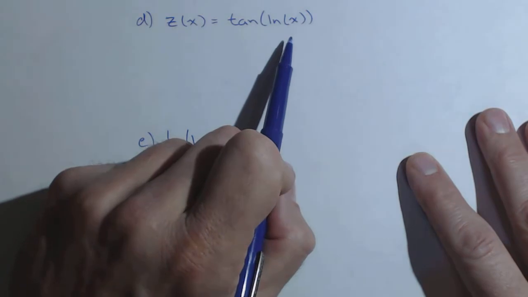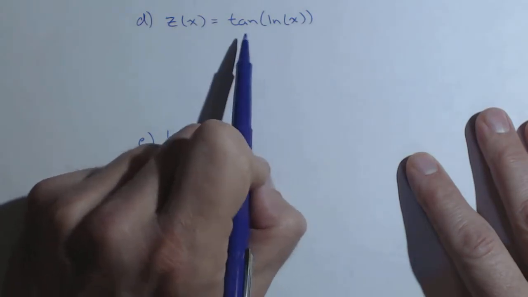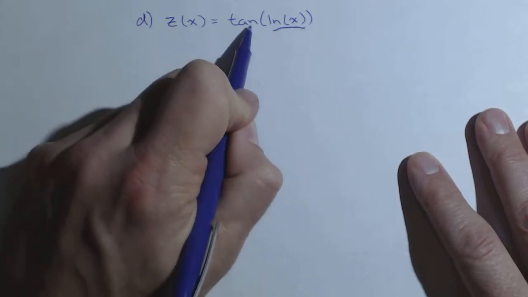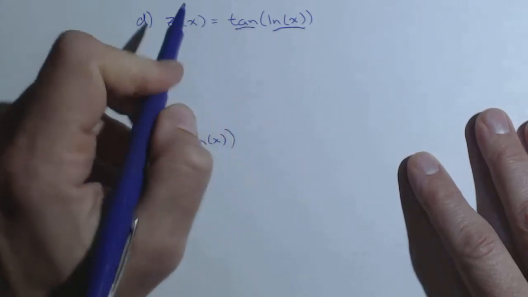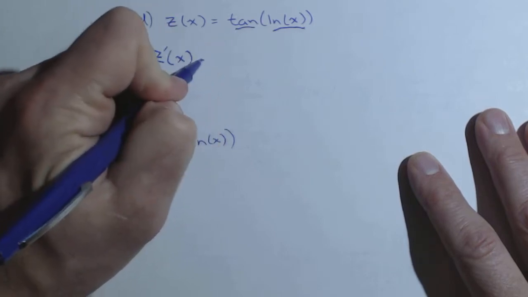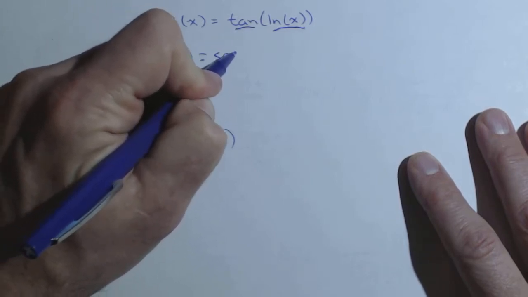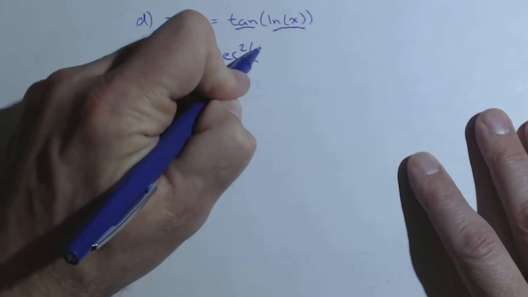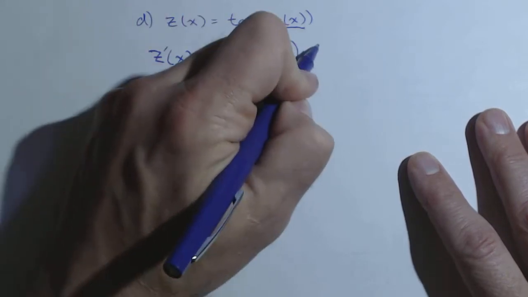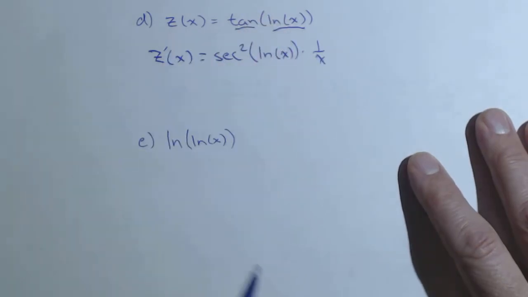Tangent of ln of x. So here we have another chain rule with the ln of x being the inside function, tangent being the outside function. So in finding z prime of x, we do the derivative of the outside function. Derivative of tangent is secant squared. Leave the inside alone, ln of x, times the derivative of the inside function, which is 1 over x. And we're done.